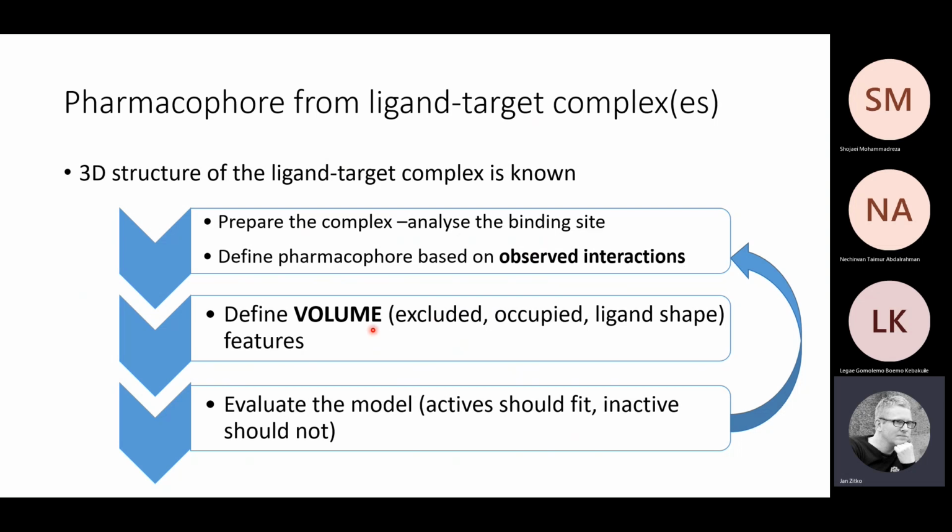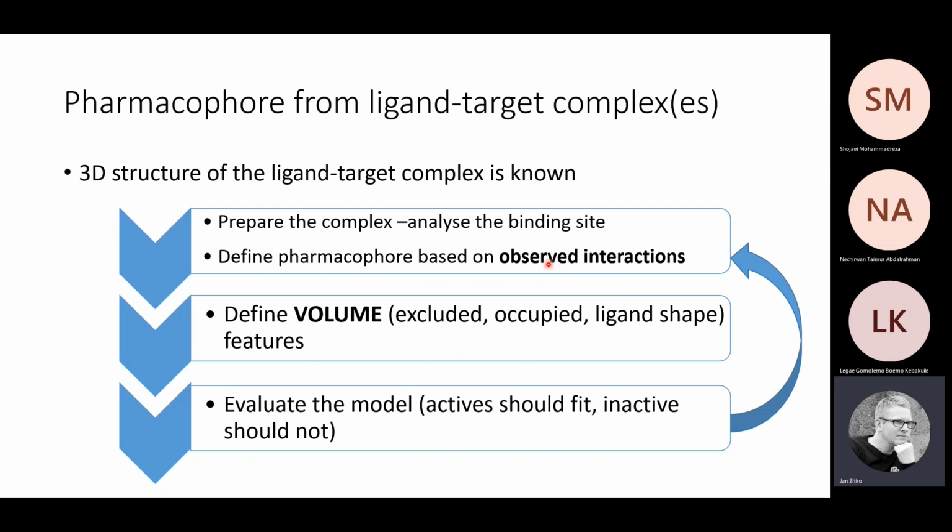What is good about constructing a pharmacophore from a protein, so either a target or a ligand-target complex, is that you can use so-called volumes. You can, for example, define excluded volumes, which are volumes or spaces which cannot be occupied by your ligand simply because they are already occupied by the protein. So there will be a steric clash. I will demonstrate this on the next slide.